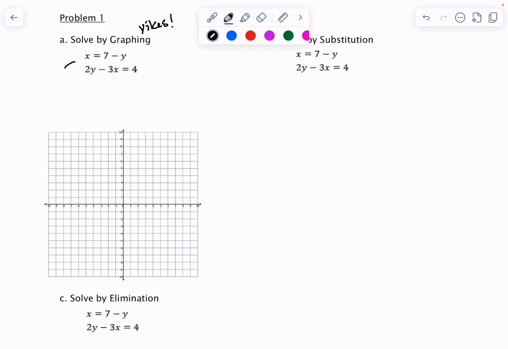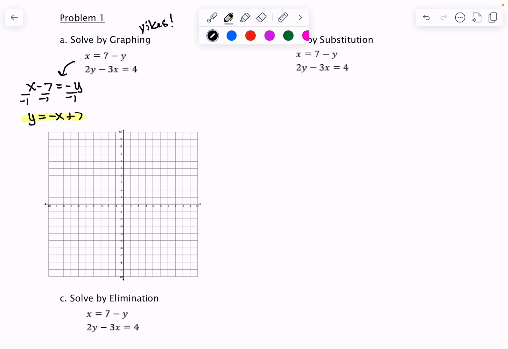For this first equation, I'm going to subtract that 7 on either side. So I get x minus 7 equals negative y. Divide both sides by negative 1. And I get y equals negative x plus 7. So that's my first equation here.